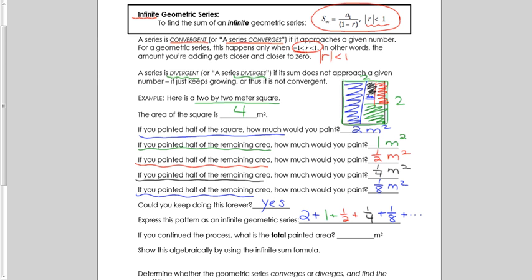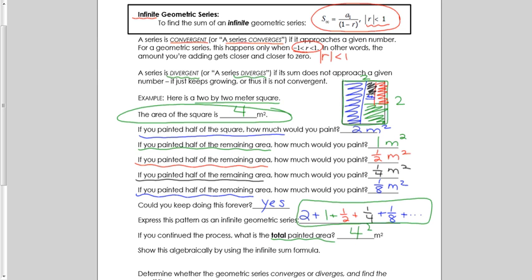Even though I keep painting forever, if I continued, what would the total painted area be? Well, we set up here, the total area of the square was 4 square meters. So I know that if I sum up this series right here, the sum has to equal 4. So let's look at what happens there in our formula.